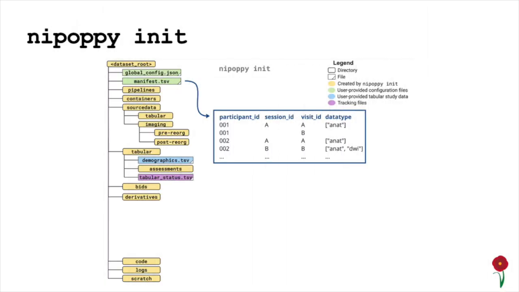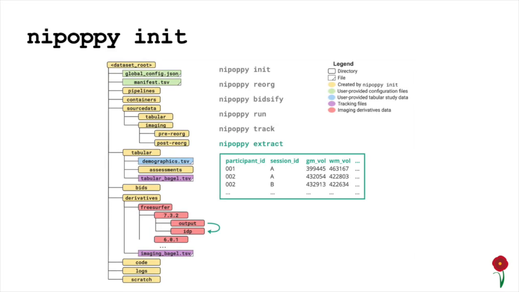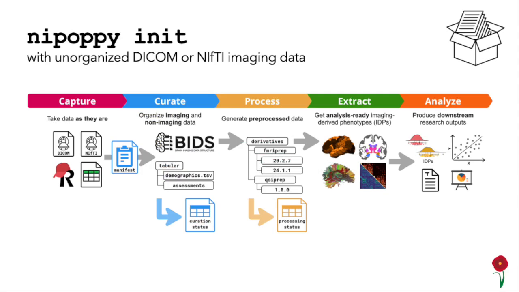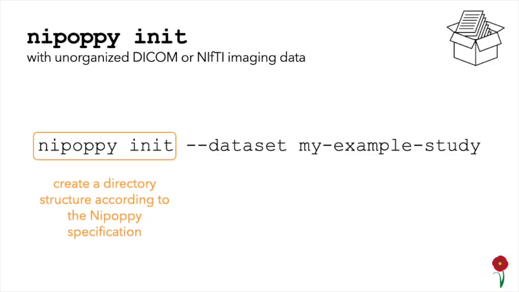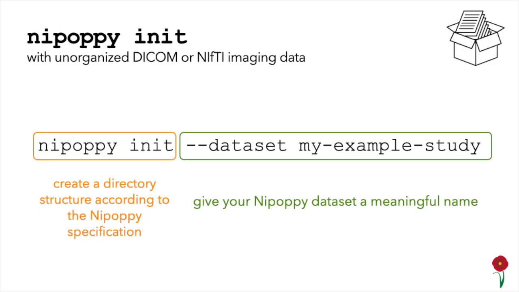Nipoppy init creates what we call the Nipoppy dataset. Datasets created with this command follow the Nipoppy specification for dataset organization, which helps us to execute all the steps in our study, starting from data acquisition to extraction of IDPs. If we are starting to use Nipoppy during or shortly after the acquisition stage, we are very likely to have our study data in an unorganized DICOM or NIfTI format. In this case, we just need to specify a name for our new Nipoppy dataset without any additional flags.